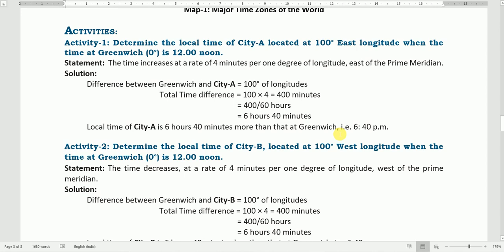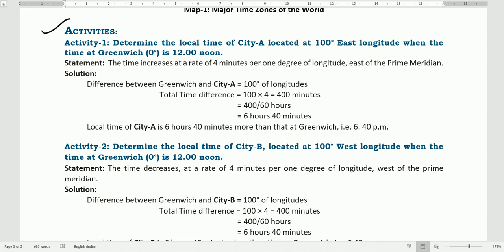Okay, now let us take up some activities. Activity 1: determine the local time of city A located at 100° east longitude when the time at Greenwich, that is 0°, is 12 noon.